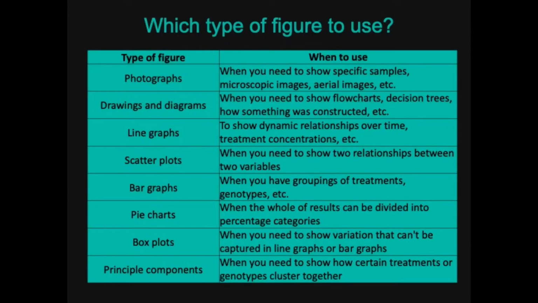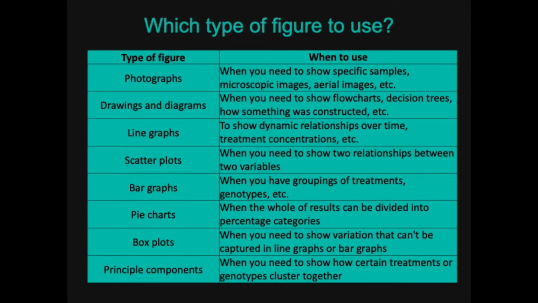So I'd like to just focus on an awareness of them, and then I think you should get advice from your colleagues and senior scientists in your group about specific figures that you need for your paper. But in general, the different types of figures that you might choose to use are shown in this slide. So there are photographs. Use those when you need to show specific samples, microscopic images, aerial images, kinds of things that you can only capture in an image. They're very specific to your study.